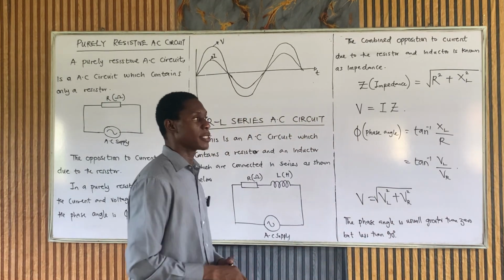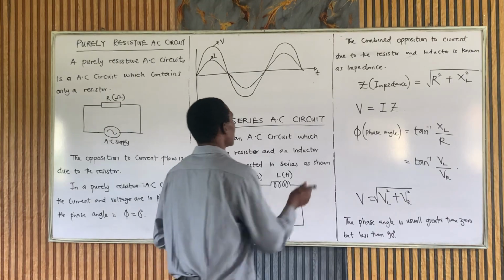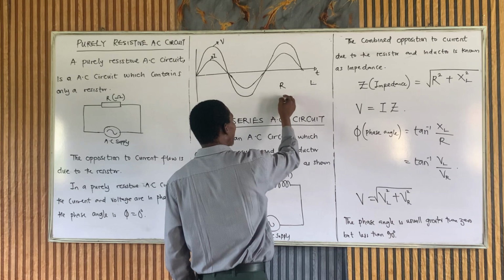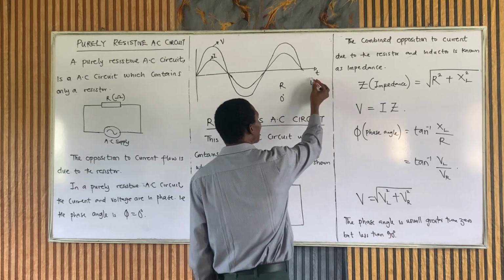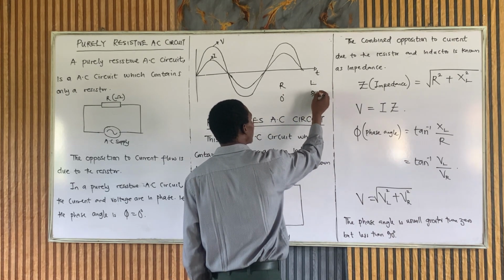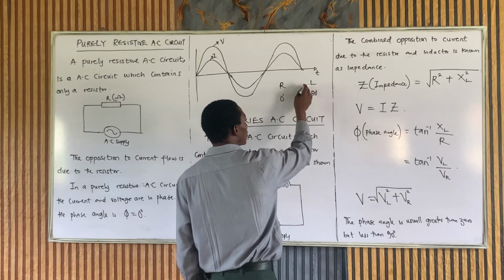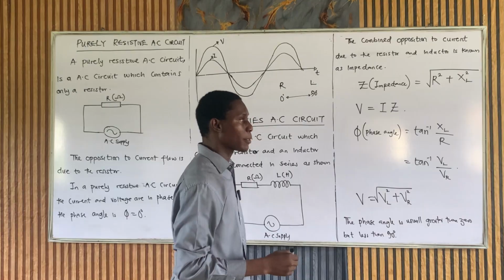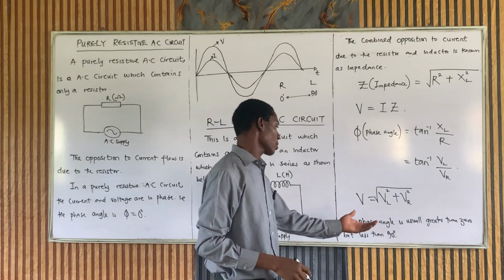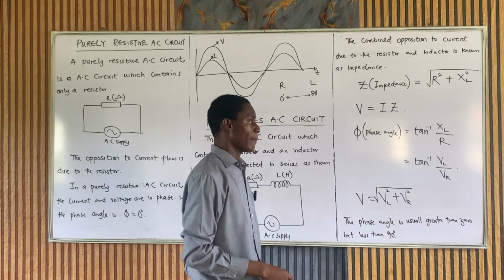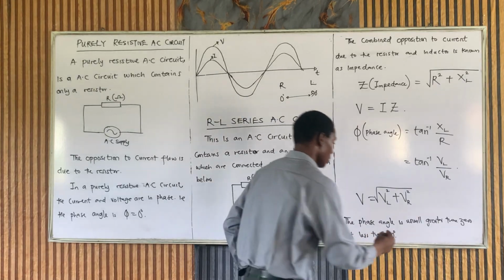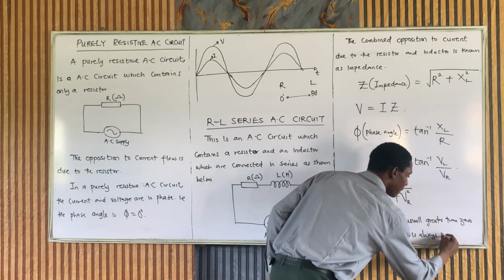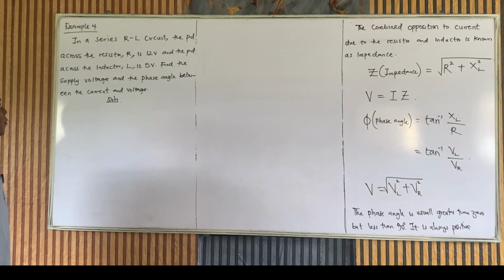Now, what is the reason for this? Remember that we have a resistor and we have an inductor. If it's only a resistor, the phase angle is 0 degrees. If it's only an inductor, the phase angle is 90 degrees. When you combine these two, the phase angle will fall between 0 and 90. And it will always be positive. So that's what. It is always positive.